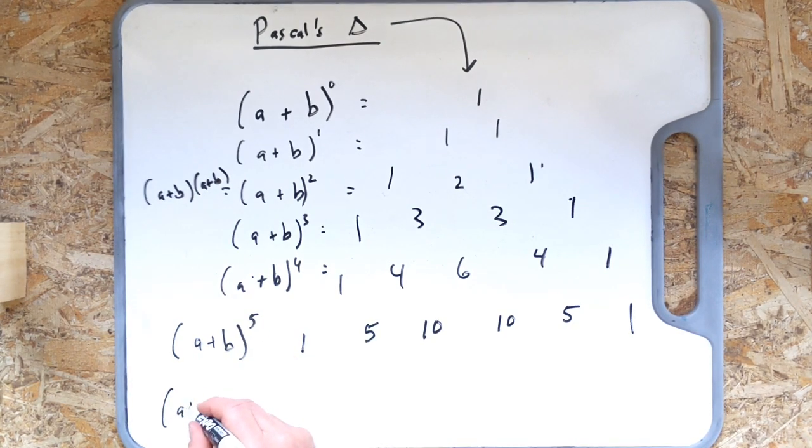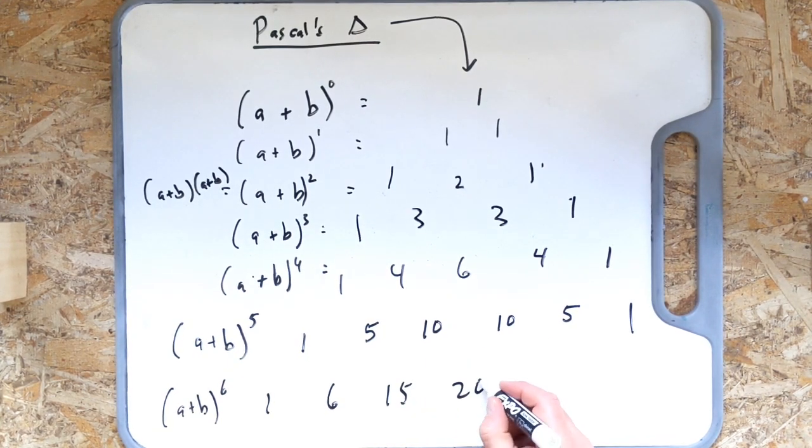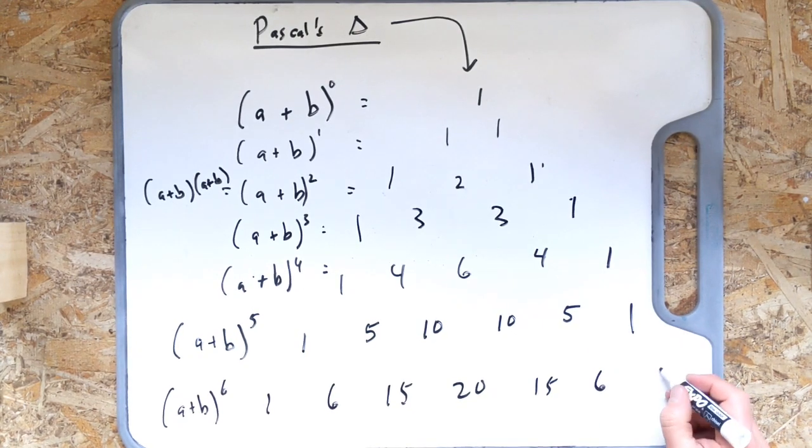Okay, I'm going to try a plus b to the 6th. I want you to pause the video here and try to write the 6th line down there. All right, if you're back, 1 is there. 1 plus 5 is 6. 5 plus 10 is 15. 10 plus 10 is 20. 10 plus 5 is 15. 5 plus 1 is 6. And 1. There we go.